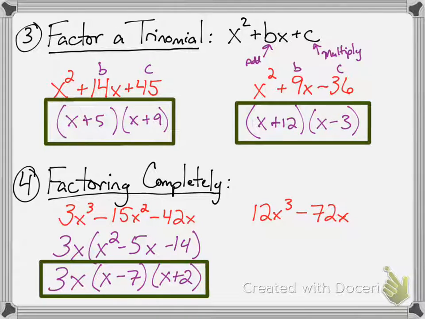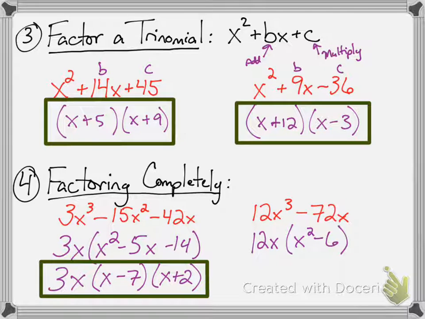So in the last example with 12x cubed minus 72x, again, first thing to check for always and forever with factoring, is there a GCF? Once again, we have a GCF. We're going to go ahead and take out a 12x. So if I take out a 12x, I'm left with x squared minus 6. So we took out a GCF.